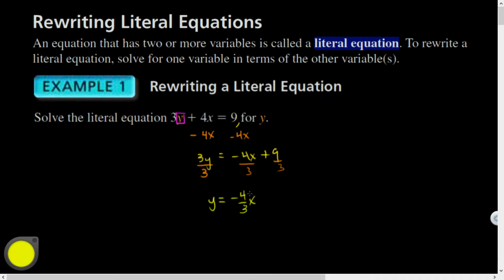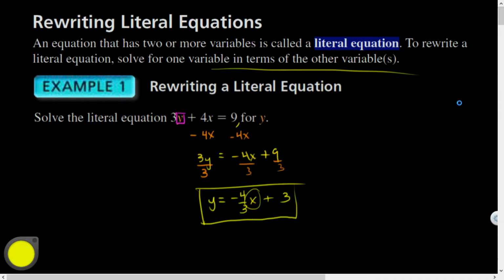I'm writing the x on the side. You technically could write the x up in the numerator as well, but I'm a fan of just writing it on the side there. Not down below, that doesn't work. Plus, and what's 9 divided by 3? 3. So here is my equation solved for y. Y is by itself, and it's written in terms of x, the other variable. I don't know what y equals, but if I knew what x was equal to, I could plug it in and tell you what y equals.